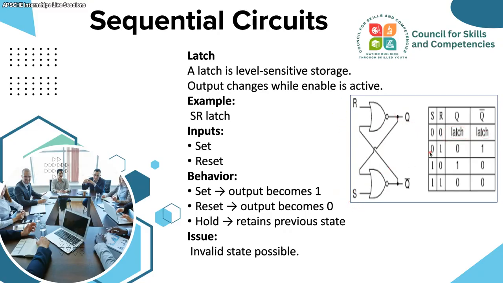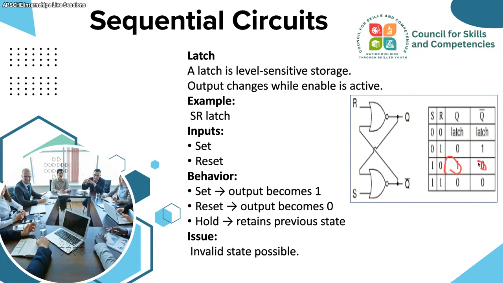But when we give 0 and 1, that means reset. So Q will become 0 and Q bar is 1. Reset means we want to make the output 0. Now set. That means we want to make Q 1. When we put 1 for set, we have to give 0 for reset. 0 for reset and 1 for set. So it will go and set it.